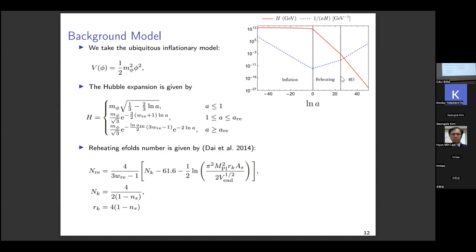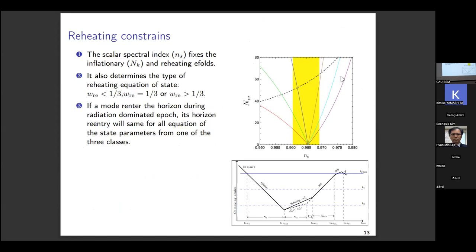So let me describe this with a picture. What I want to stress in this picture is that once you know the spectral index, you know the inflationary e-folding number. Also, you know the reheating e-folding number with some degeneracies in the equation of state, but you know what kind of equation of state you have, whether it is less than one third, greater than one third, or if the reheating e-folding is zero, you can think it is like radiation dominated. So you know what kind of equation of state, although there is a degeneracy between less than one third, greater than one third, or one third.